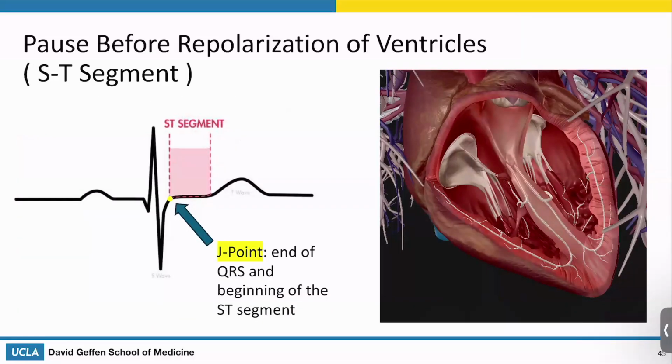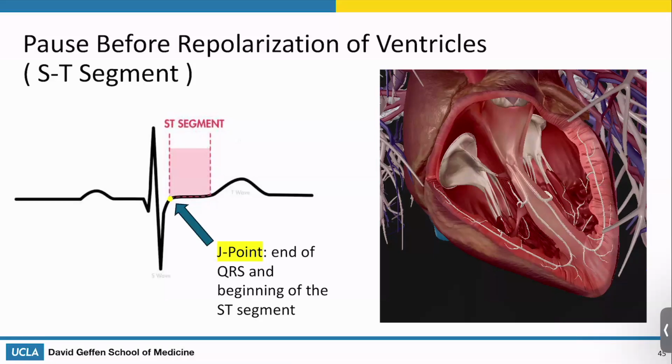Okay, so you have a pause before repolarization of the ventricle. This is going to be your ST segment. Remember, we've depolarized the ventricles, and at the same time while we're depolarizing the ventricles, the atria has repolarized. The atria is ready for a new impulse. The atria are repolarized while the ventricles depolarized. Ventricles are depolarized and represented by that QRS complex.